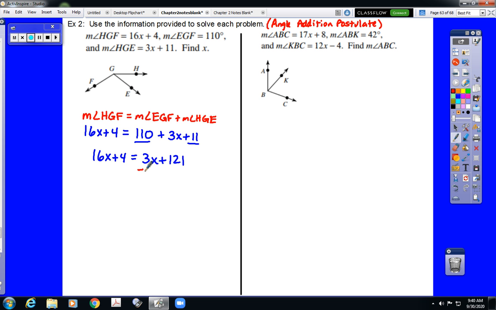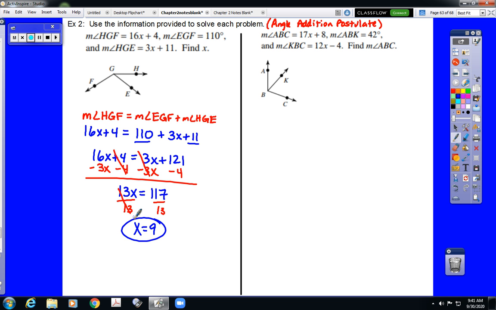We then subtract 3x from each side to isolate the x. While we're at it, we're also going to subtract 4 from each side. That will give us 13x equals 117. Divide by 13 on both sides, and we have that x equals 9. We go back to make sure that's what we were supposed to find. It does say in the problem to find x, so that problem is complete.